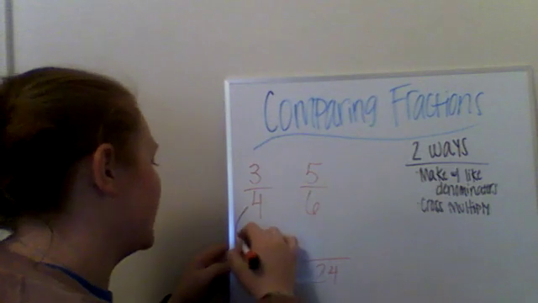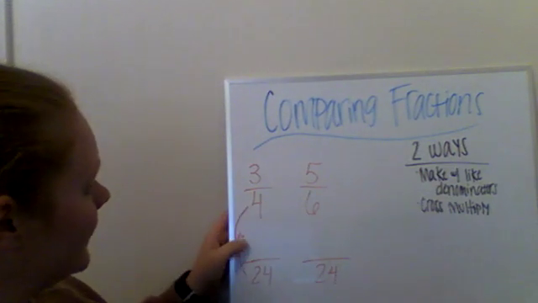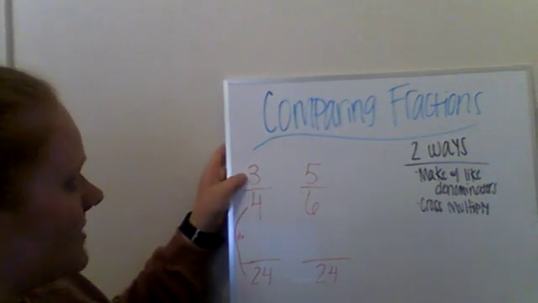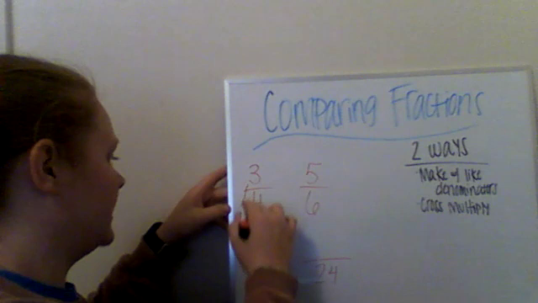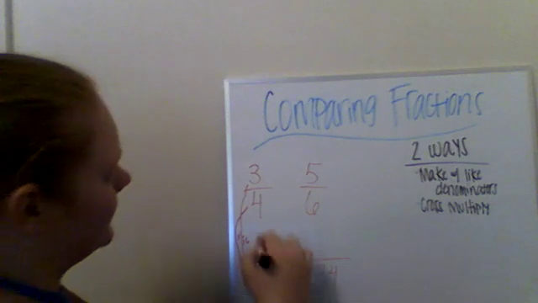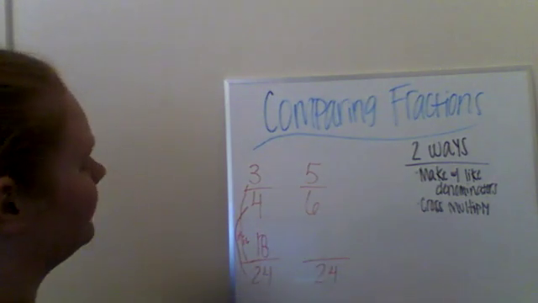Okay, so the way I got this was I'm going to take 4 and I'm going to multiply by 6 to get to 24. So that means I'm going to do the same thing with my numerator. I'm going to take 3 and I'm going to multiply by 6. So 3 times 6 is 18.